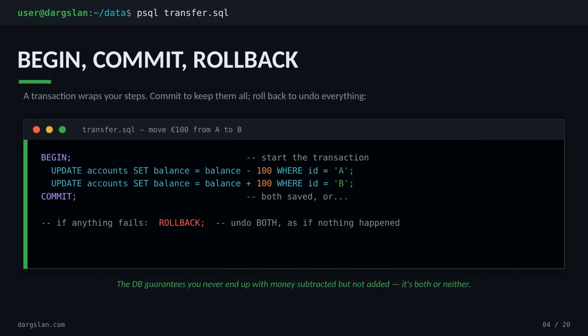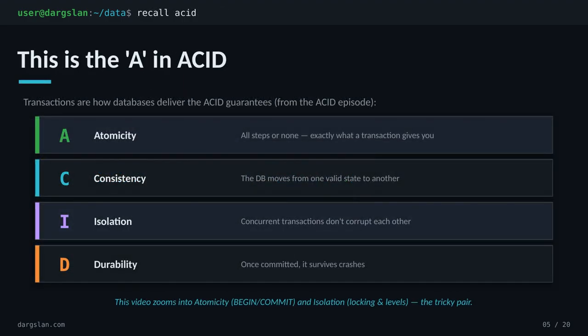Let's start with the mechanics. You open a transaction with begin, run your statements, and then either commit to make everything permanent or roll back to throw it all away. Take the classic example. Moving €100 from account A to account B. That's two updates, one debit, one credit. Wrap them in begin and commit, and the database guarantees you never end up with money subtracted but not added. It's both or neither. And that all or nothing guarantee has a name. It's the A in ACID, atomicity.